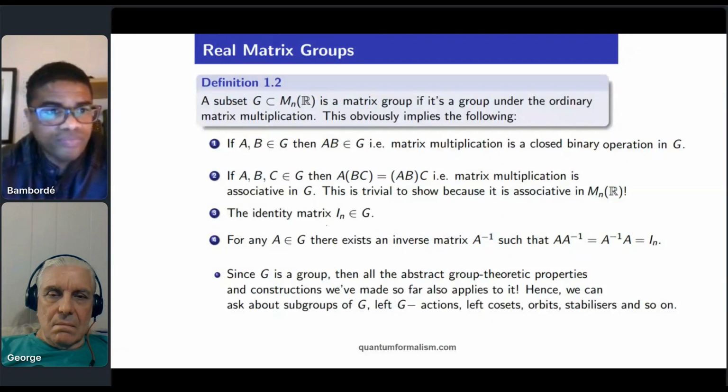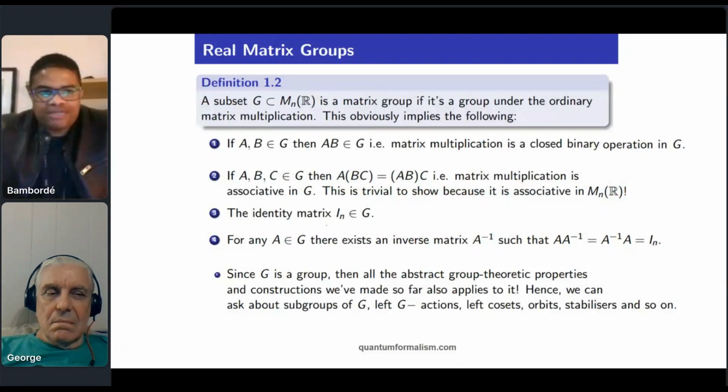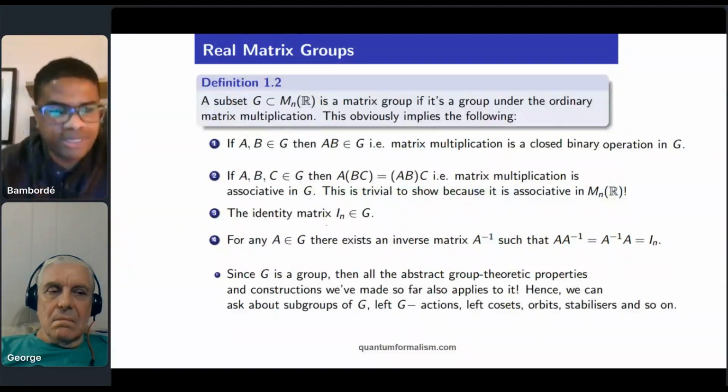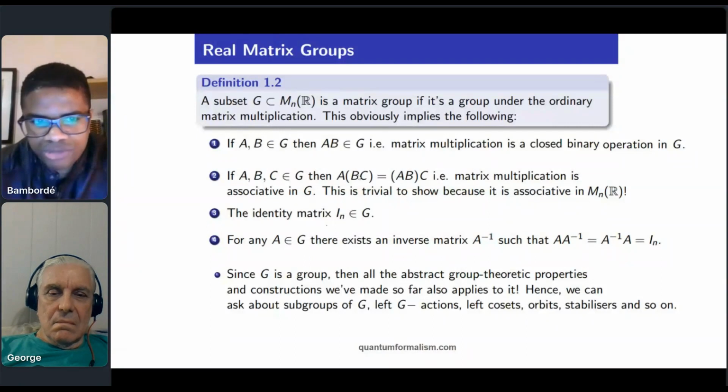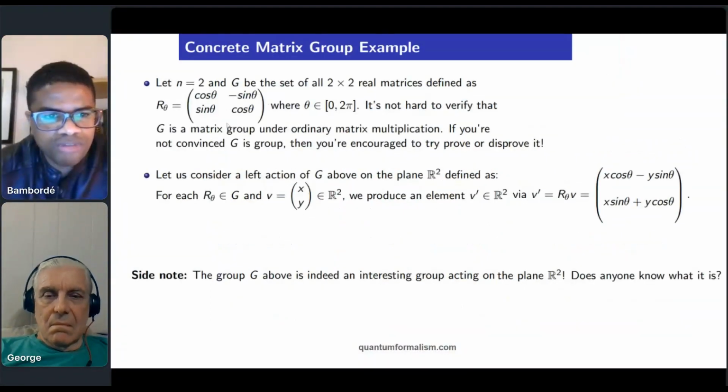Now, because a matrix group is a group, we can ask any questions that we were asking in the abstract sense. All the constructions that we did: actions, left, right, cosets, orbits, stabilizers, and so on. We can bring all these notions into the context of matrix groups as well. And this is what we will do in the next slide. This is actually homework for people to see if I made any typos, especially in the signs.